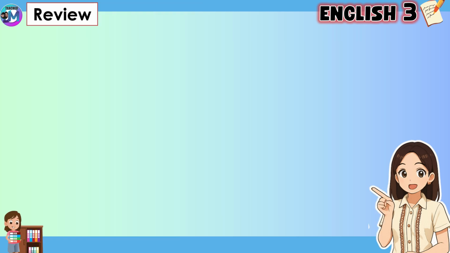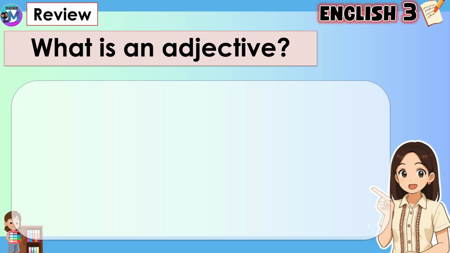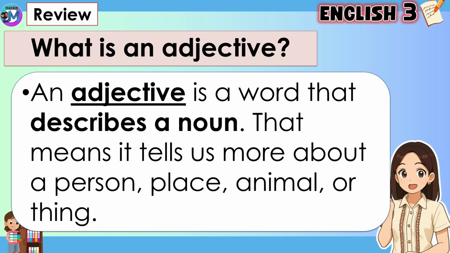Let's have a review. Let me ask you, what is an adjective? Very good. An adjective is a word that describes a noun. That means it tells us more about a person, place, animal, or thing.